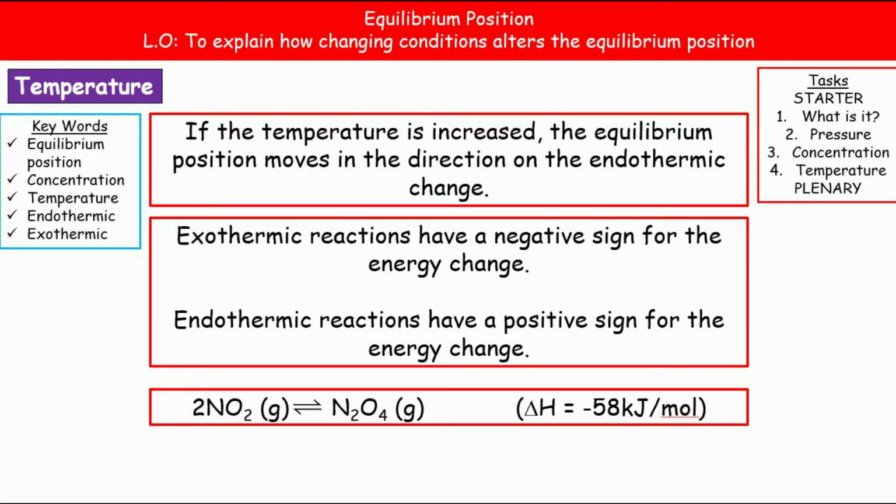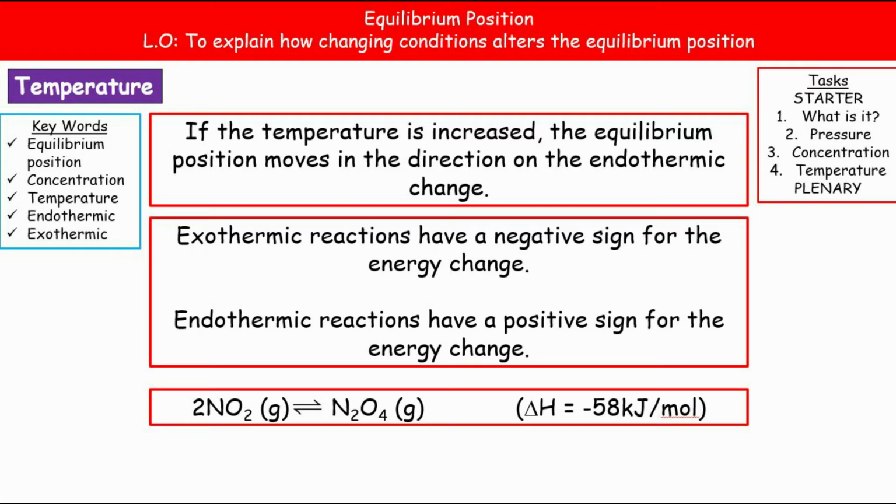Quick reminder for you on some of the work we did back in C3 on endothermic and exothermic reactions. If we have an exothermic reaction, then it's got a negative sign for the energy change, so it'll have a minus in front of that number. If it's an endothermic reaction, then it will be a positive sign for the energy change. So what we can do there is just identify if we've got an endothermic or exothermic reaction just by looking at our energy change, or the delta H value.